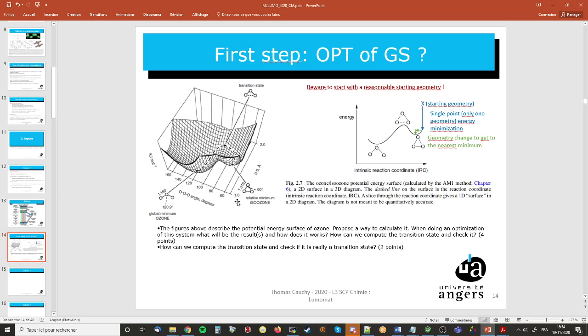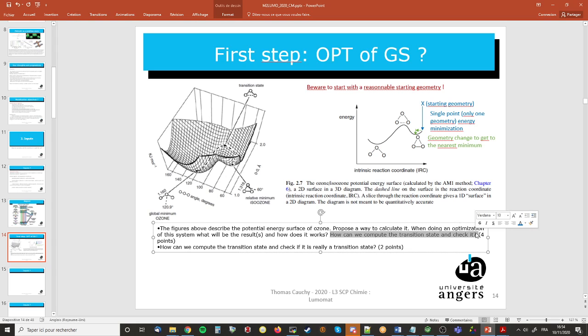When doing an optimization of this system, what will be the results and how does it work? So the answer is that I expected that you draw me the graph and you say, okay, so we minimize the energy and you will change the geometry until you reach the first nearest minimum.